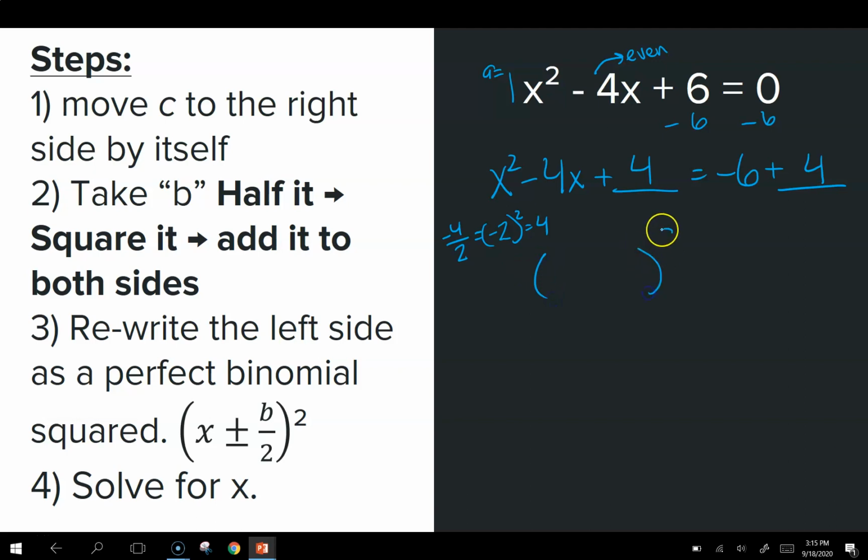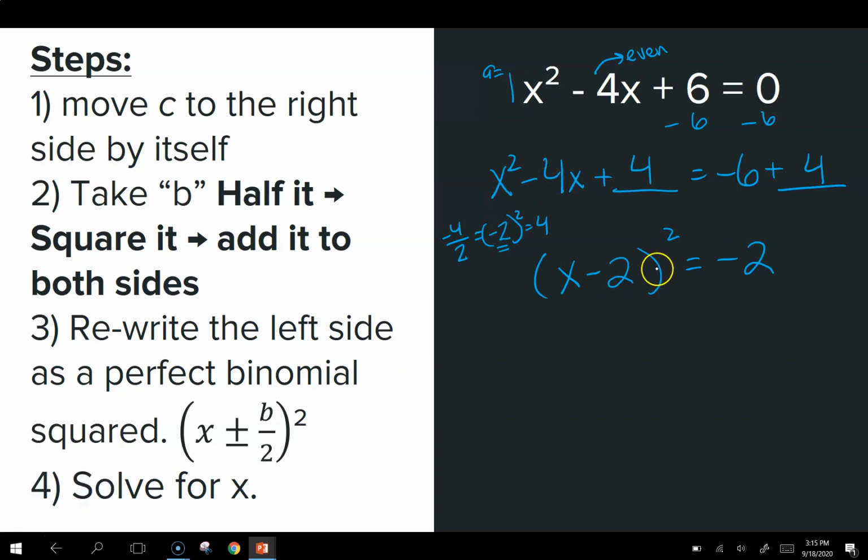All right, we're going to simplify and rewrite. So here, negative 6 plus 4, well, that's negative 2. All right, my perfect square binomial is going to be what is multiplied to itself to get 4, added to itself to get negative 4, and that number we get by taking b and dividing it by 2. Our number is negative 2. Negative 2 times negative 2 is positive 4. Negative 2 plus negative 2 is negative 4.